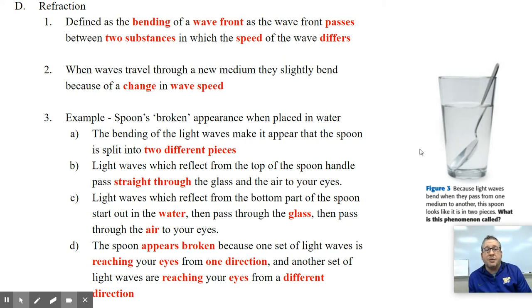So light waves, which reflect from the top of the spoon handle, pass straight through the glass and into our eyes. So that's what looks normal. However, light waves, which reflect from the bottom part of the spoon, start out in the water, then pass through the glass, then pass through the air to our eyes. So the spoon is going to appear broken because one set of light waves is reaching your eyes from one direction, and another set of light waves are reaching your eyes from a different direction. So they're coming through different media, and so they're going to be passing to you at a different direction, meaning we get this optical illusion.